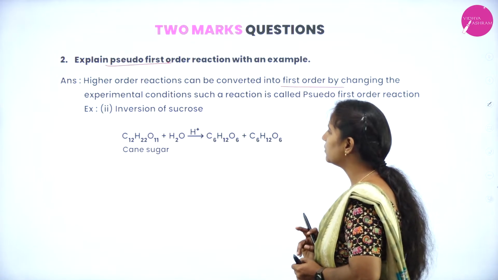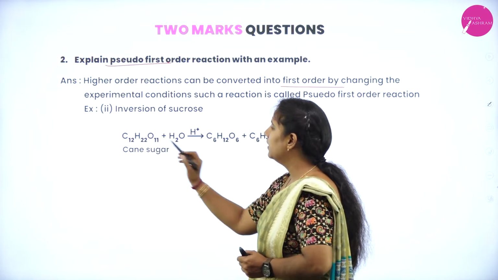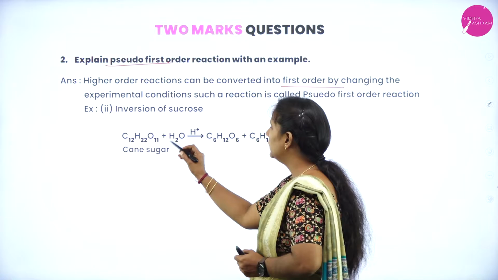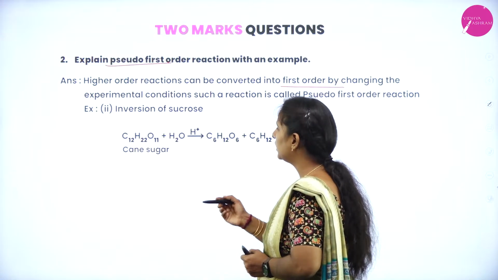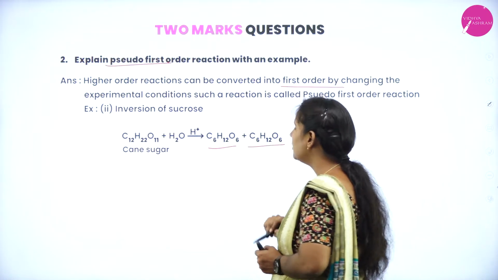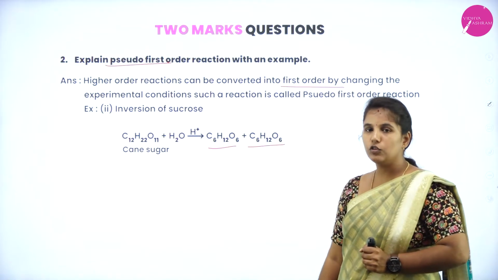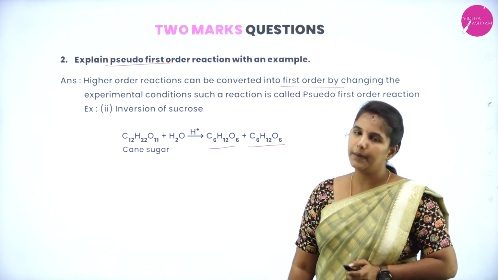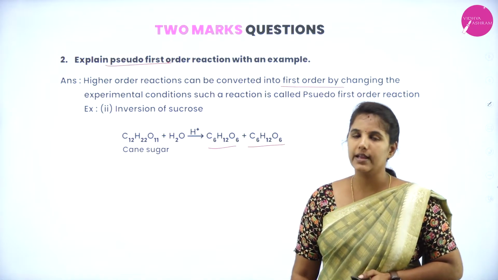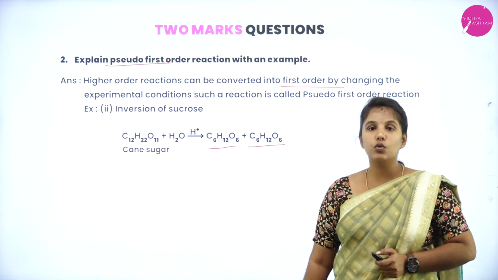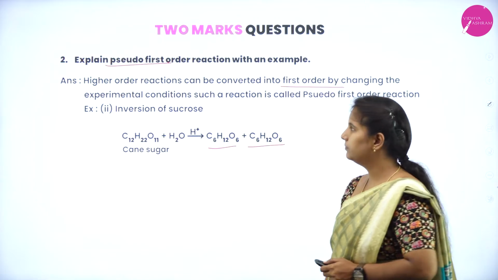The example is inversion of sugar. You can take the example of cane sugar, which upon hydrolysis with water gives rise to glucose and fructose. This is the simplest example. Even though the reaction is not first order, it is behaving like a first order. Hence, it is named a pseudo first order reaction.